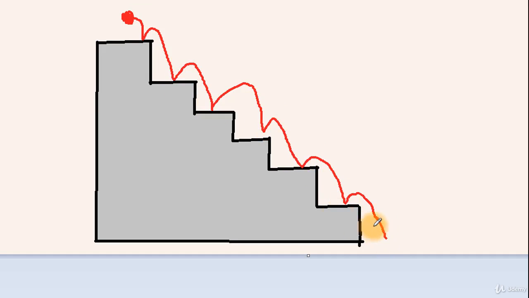This ball will come down due to gravity, but it will come on this step and bounce back, come on this step and bounce back, step after step, and then reach the ground. The thing to understand in this whole situation is this bouncing back of the ball. This is where we are going to make our money. We are going to make money from this bouncing back of the ball.